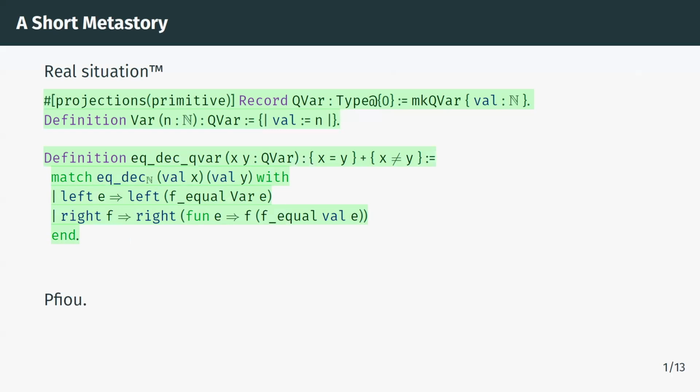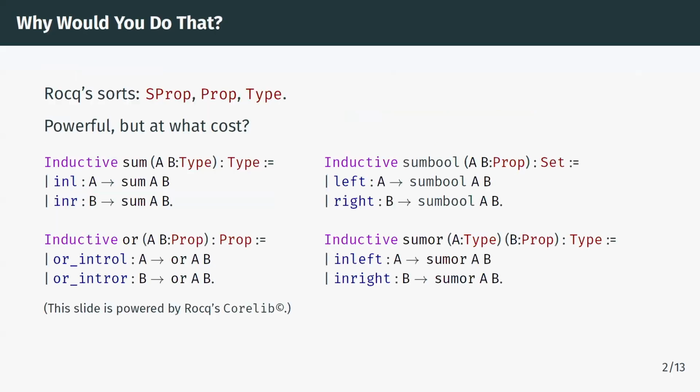So what happened here is that in Rock's type system, we have three different sorts: the sort of strict propositions, of propositions, and of types. So this is good and all, but it also means that we have a duplication of the inductive types. Here, there are four inductive types in Rock's core library, the library that is shipped with Rock. And we could even add that up to 27 with all the combinations of SProp, Prop, and Type. So yeah, it's kind of infeasible, right?